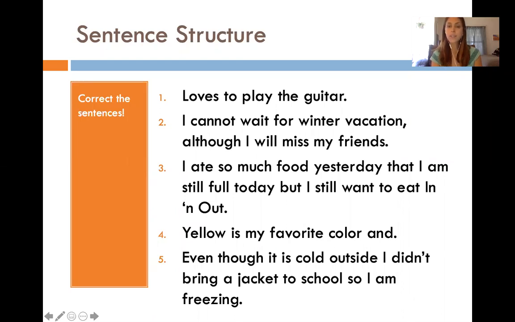That's a lot. Let's put the commas. "Even though it is cold outside." Does this start with a subordinating conjunction? It does. So we need to put a comma after the dependent clause. "Even though it is cold outside," comma. "I didn't bring a jacket to school."